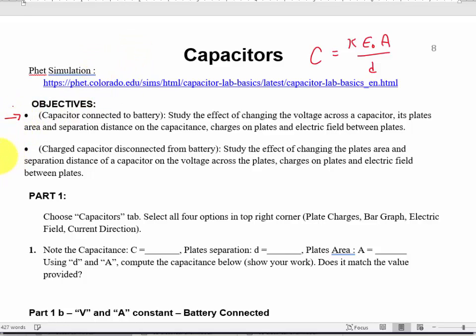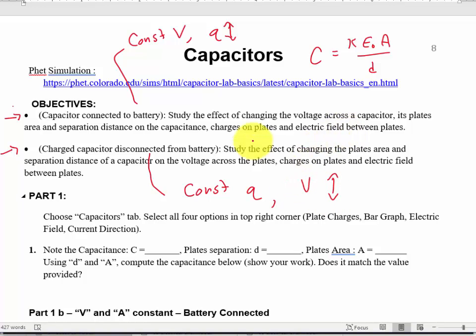So what we're going to do is mess around with a capacitor's separation distance when it is connected to a battery and when it is not connected to the battery. Something that you should know is when it's connected to the battery, we are going to have a source of constant potential. When it is disconnected from the battery, we're not going to have a constant potential, but we are going to have a constant charge because the charge doesn't have anywhere to go. For this one, the charge can flow onto or off of the battery. For this one, the voltage is going to change as we change the distance.